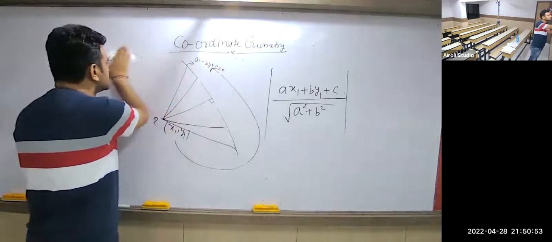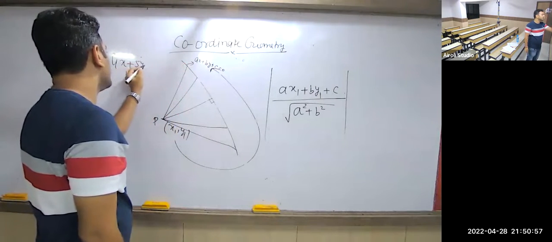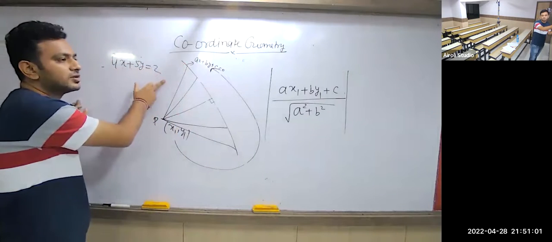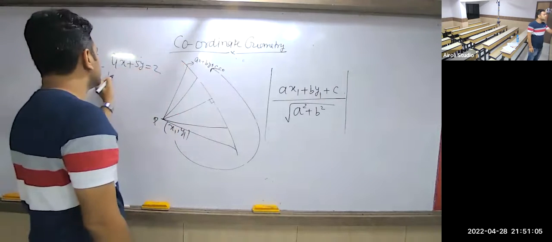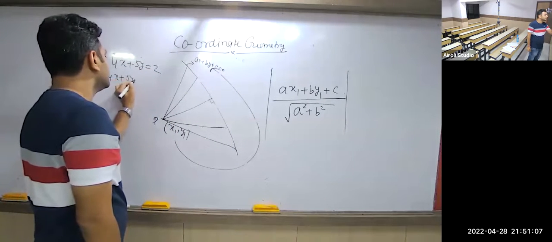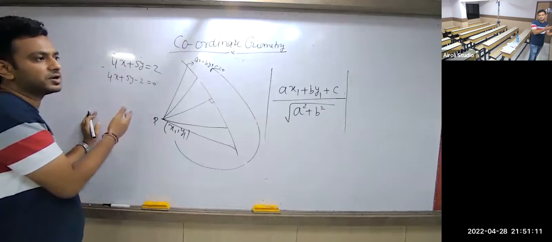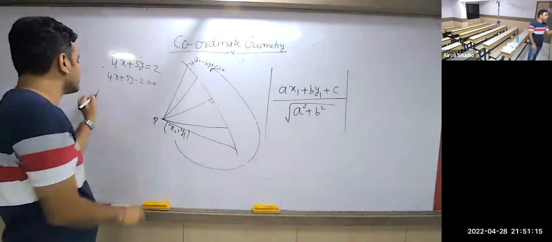Okay, so if I'm saying find the distance between a point and a line given as 4x plus 5y equals to 2, then you have to write it in the form of 4x plus 5y minus 2. Yes, that's what I'm asking: find the distance between this line and a given point (1, 2).